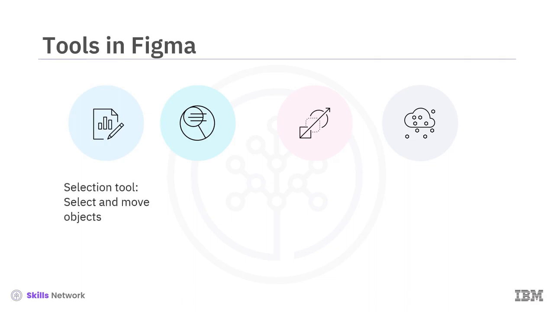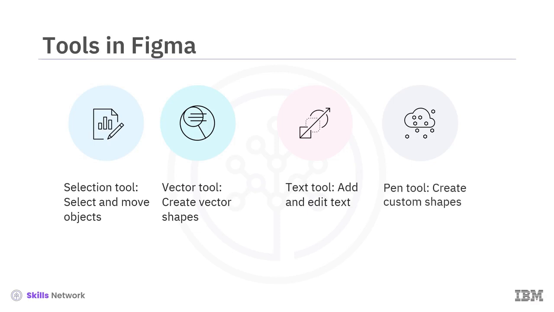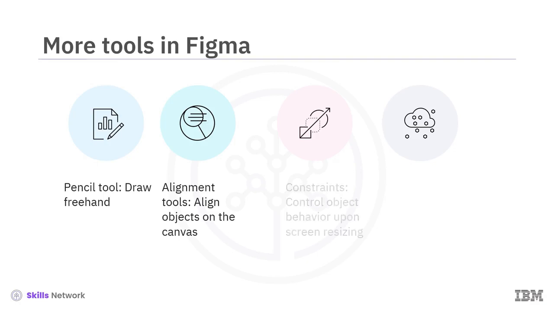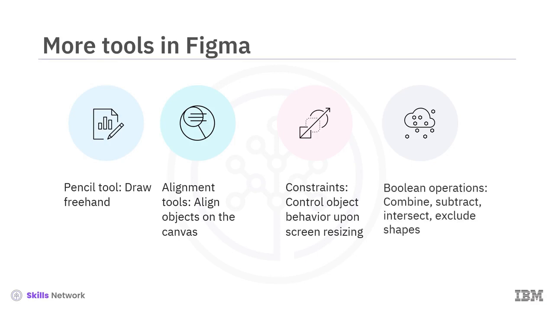Selection tool, selecting and moving objects. Vector tool, creating vector shapes. Text tool, adding and editing text. Pen tool, creating custom shapes. Pencil tool, freehand drawing. Alignment tool, align objects on the canvas. Constraints, control object behavior when you resize the screen. Boolean operations, combine, subtract, intersect, and exclude shapes in design.